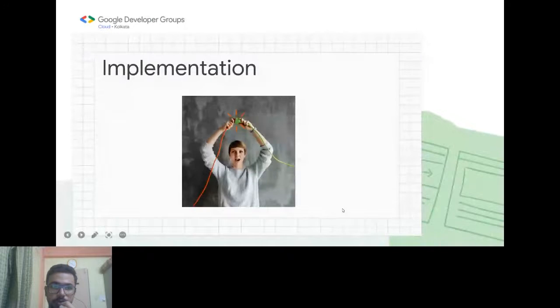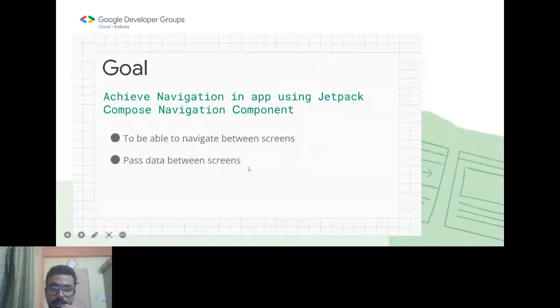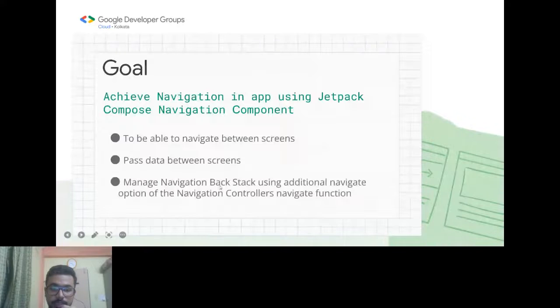Let's implement it. Our goal is to achieve navigation in an app using the Jetpack Compose navigation component. So there are three sub goals for today. We should be able to navigate between screens, we should be able to pass data between screens, and we should be able to manage the navigation backstack using the additional navigate options of the navigation controller's navigate functions. Don't worry, I will talk about this backstack and what the additional navigate options of the navigation controllers are. I won't leave you hanging, so nothing to worry about that.